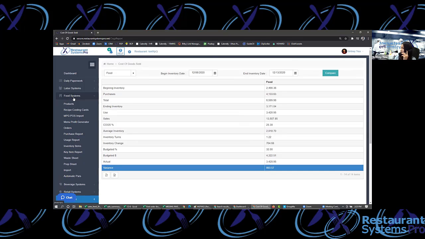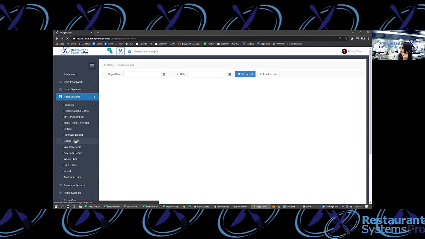Now, just looking at this, you're going to be able to identify a lot of issues that you may or may not have in your inventory. Now, the first thing I want to do is go to food systems and go to usage report. Like I said, beginning inventory plus your purchases minus ending inventory. What that means to you is you have to have basically 4 things in the system for this to be 100% accurate for the previous week.